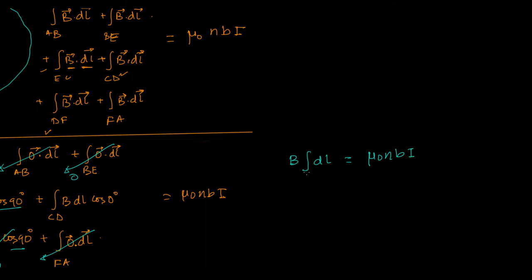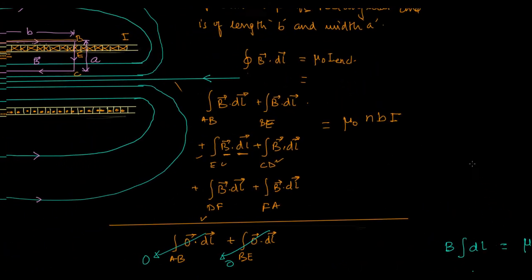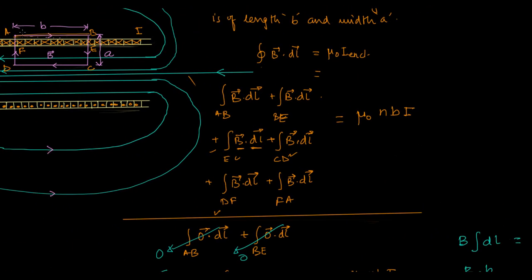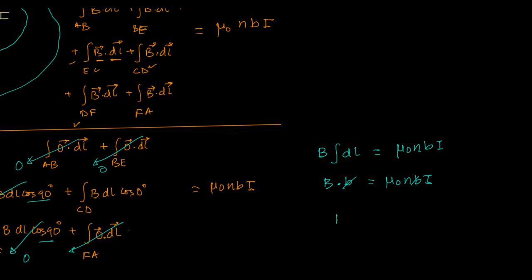And integral dl is what? For CD, the integral is B, right? For CD, let's try to see. For CD, the total length is the same as the length of the opposite side, which is B, because it's a rectangle. So B into B is equal to mu naught n B I, and it cancels. So we get the magnitude of B as mu naught n I.